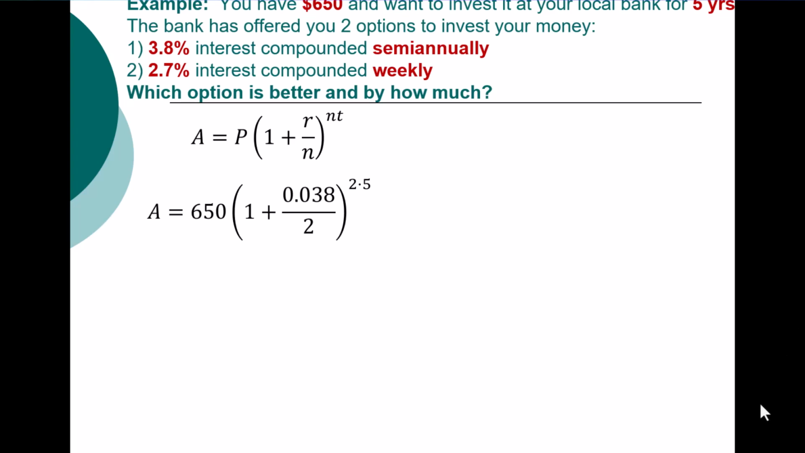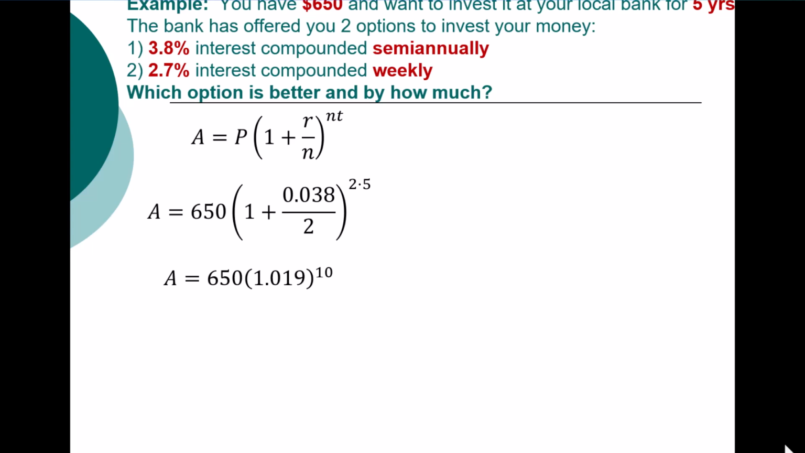So we're going to replace that R with 0.038. N is going to be 2. Semi-annually is 2. We're only doing that first one, number 1. And then 5 is the time. Time is always in years. And that 2 also goes underneath the percent in the denominator of that fraction. So when you set that up carefully, get your calculator out, put those numbers in, make sure that the parentheses are where they should be.